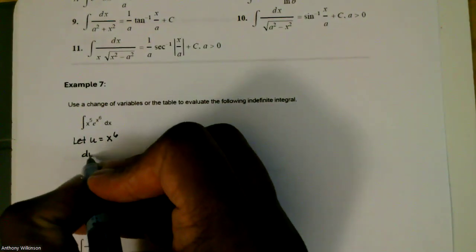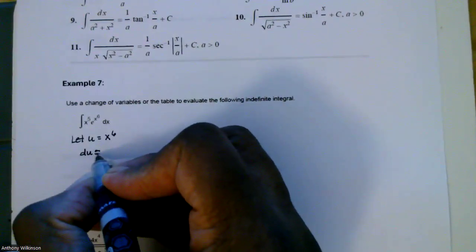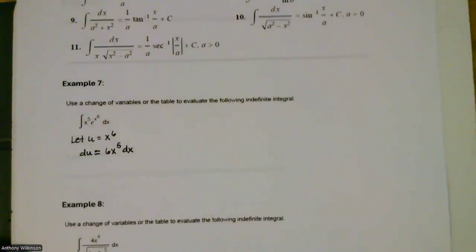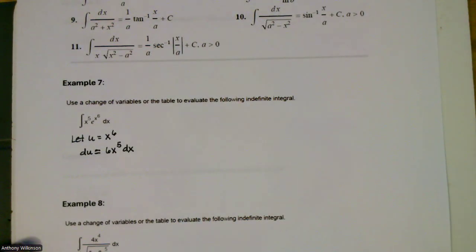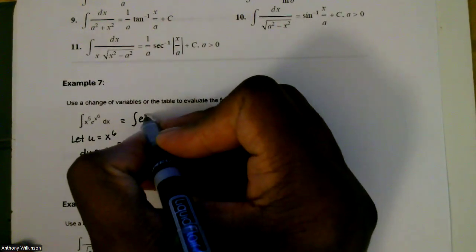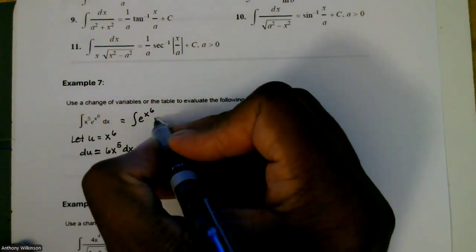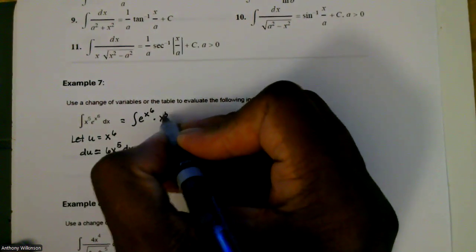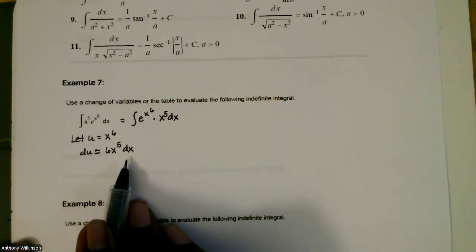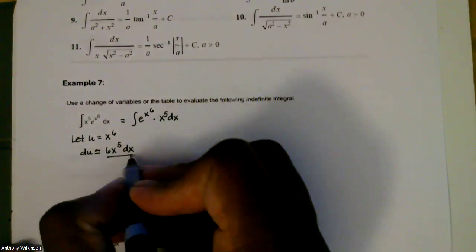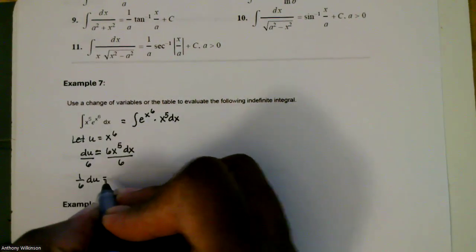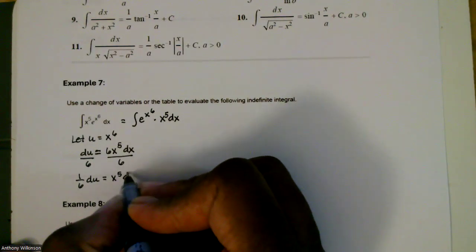And then we can take du. Du will have to be equal to 6x raised to the 5th dx. Now I'm going to rewrite this as the integral of e to the x to the 6th times x to the 5th dx, because I do have x to the fifth here. I can get that by itself. It's being multiplied by 6, so I need to divide both sides by 6. So here I'm going to have 1 over 6 du is equal to x to the fifth dx.